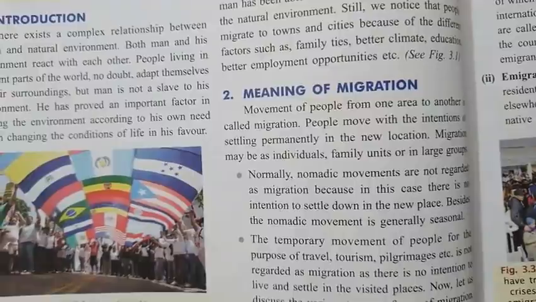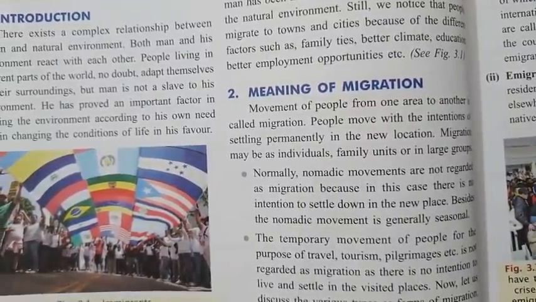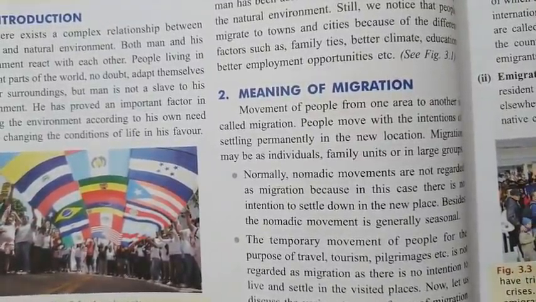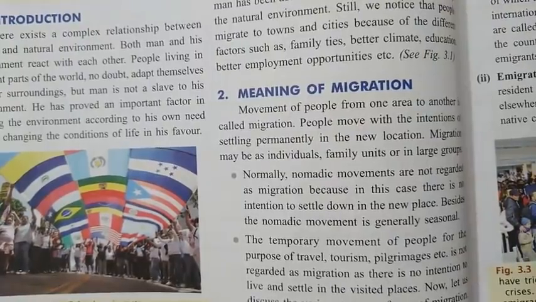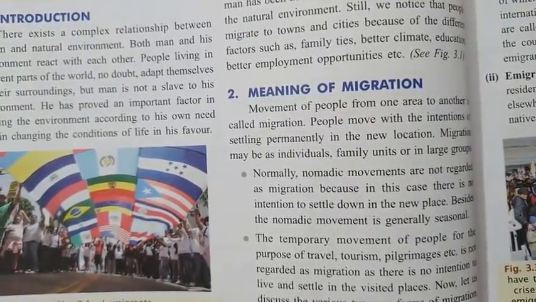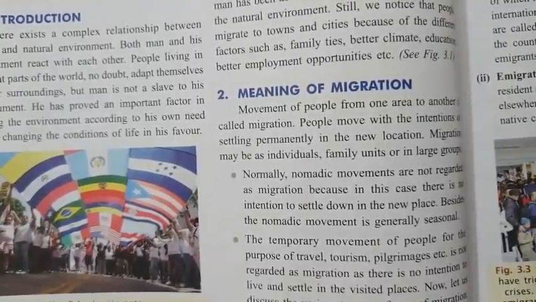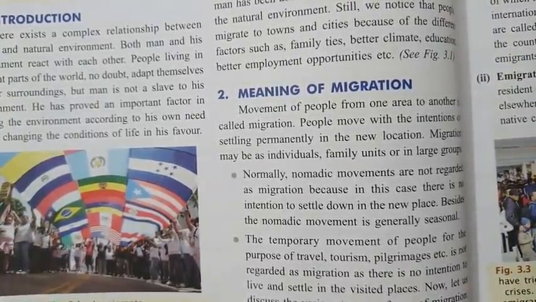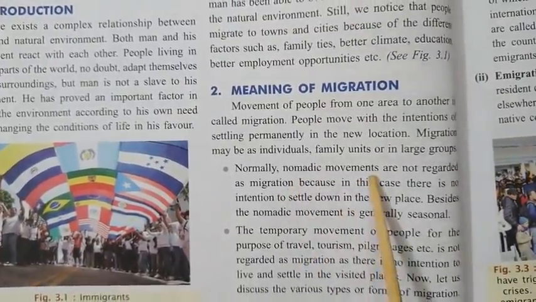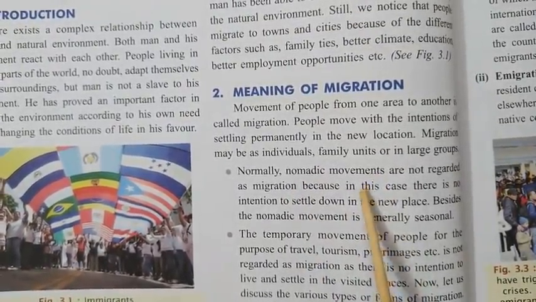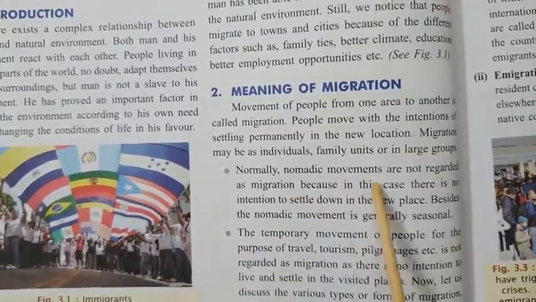In Hindi, we call them Banjare. You know this Hindi word. In India, in Rajasthan also, you can find these nomadic people. They are very common. They also migrate from one place to another, and this type of migration is called nomadic movement.